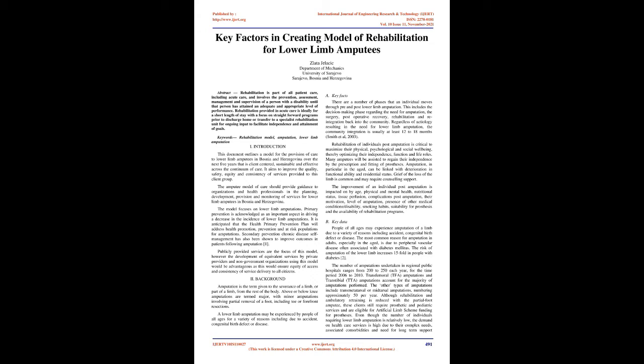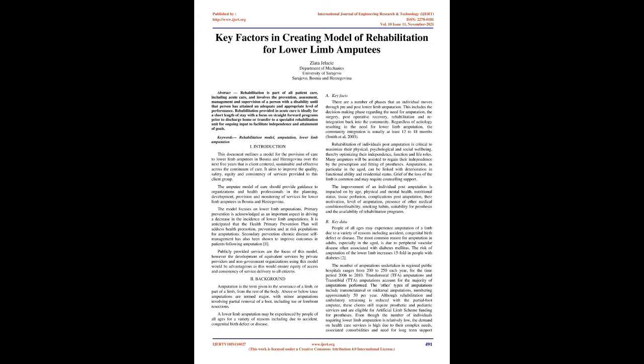Key facts. There are a number of phases that an individual moves through pre and post lower limb amputation. This includes the decision-making phase regarding the need for amputation, the surgery, post-operative recovery, rehabilitation, and reintegration back into the community. Regardless of etiology resulting in the need for lower limb amputation, the community integration is usually at least 12 to 18 months, Smith et al., 2003.